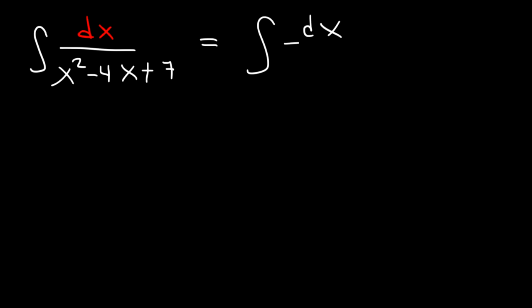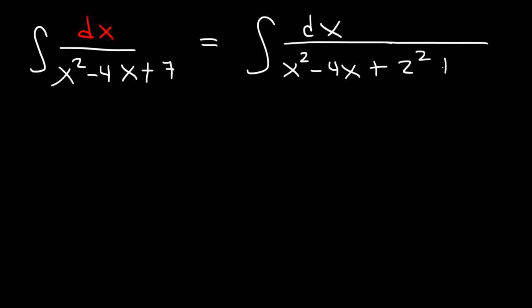What can we do to find the antiderivative of this problem? dx divided by x squared minus 4x plus 7. So what do you think we should do? In this problem, we need to complete the square. And to do so, take half of 4. That is the coefficient in front of x. Half of 4 is 2, and you want to square it. Now, 2 squared is 4. So because we added 4, we need to subtract by 4, so that the value of the denominator remains the same.